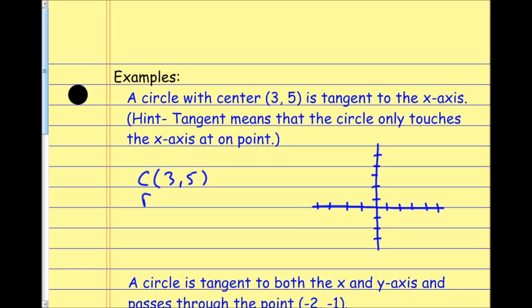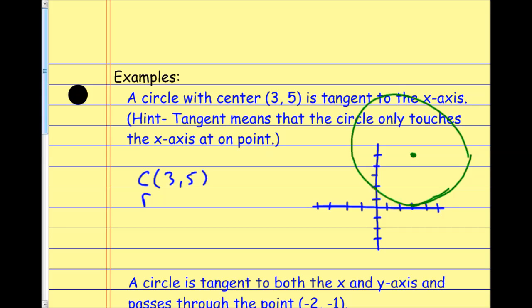I've got my center, and my center is at (3, 5). So I go over to 3, and I go up to 5, which is right here somewhere. And then I want to just draw a circle that just touches the x-axis. So what I end up with is a circle that just kind of glances off of this thing. So my circle kind of looks like this. That's the bottom half of my circle. You can imagine the top half of my circle.